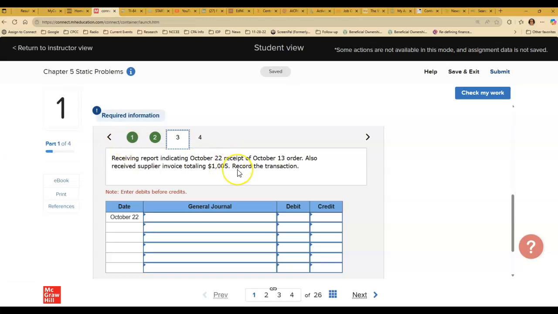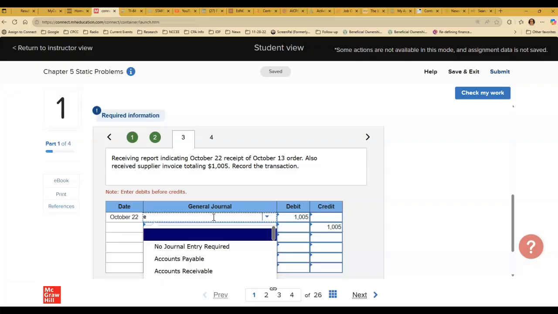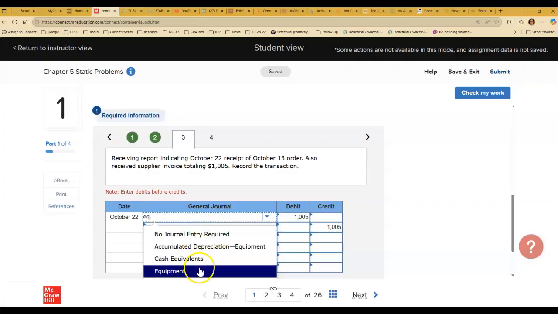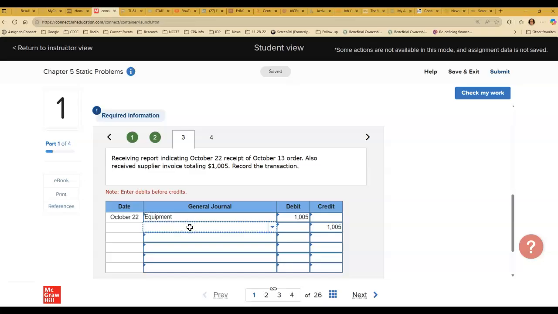So the receiving report indicated the receipt of the October 13th order, also received supplier invoice totaling $1,005. So we know that that's got a balance. So where'd you want to put it before? Well, back on number 1, where did y'all want to put it? Equipment. So now this is when we're actually receiving the equipment. Right? And good.